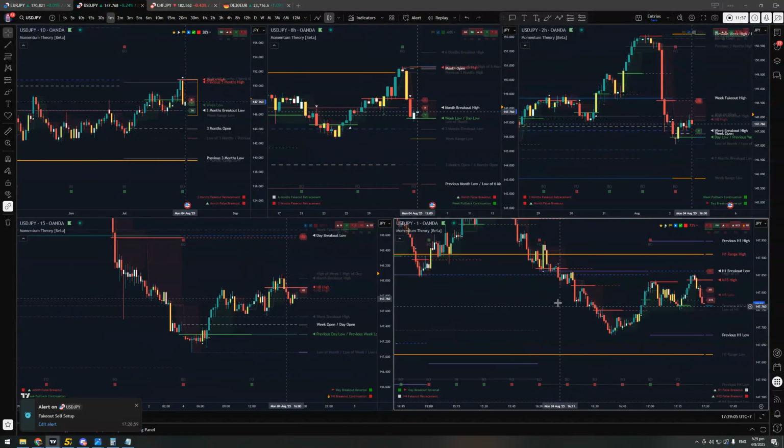All right, so UJ has pulled back, and now we have an entry right over here. So I'm going to take my first trade of the day here, waiting for price. Already flipped the breakout levels, just looking for continuation here, and got in on this little move here. Stop loss at the highs.